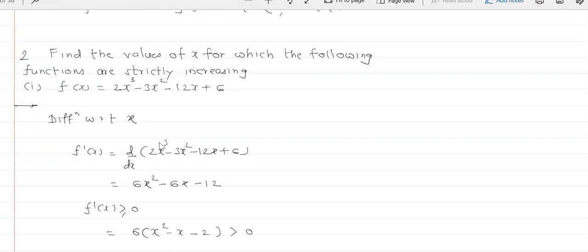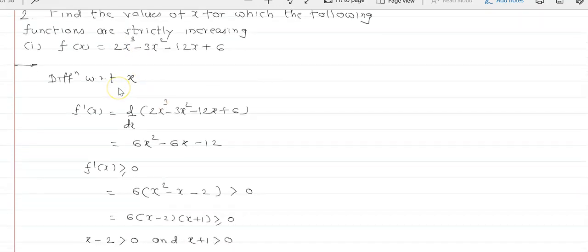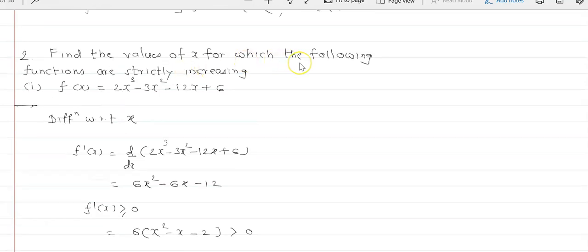Now we'll start question number 2. Find the values of x for which the following functions are strictly increasing. When we consider strictly, that is monotonically increasing, then we write the given derivative is greater than 0. And for increasing and decreasing, it is greater than or equal to 0 or less than or equal to 0. This you have to remember.